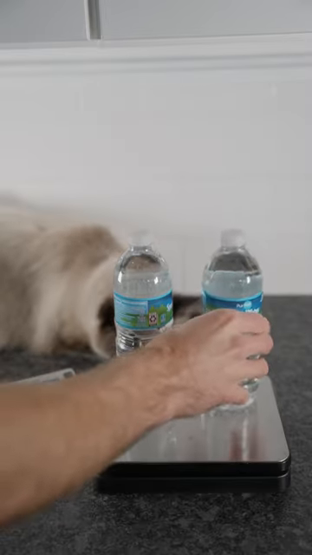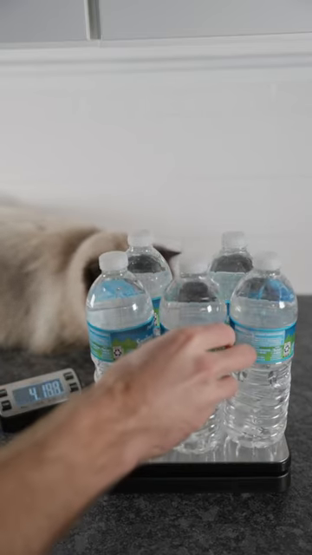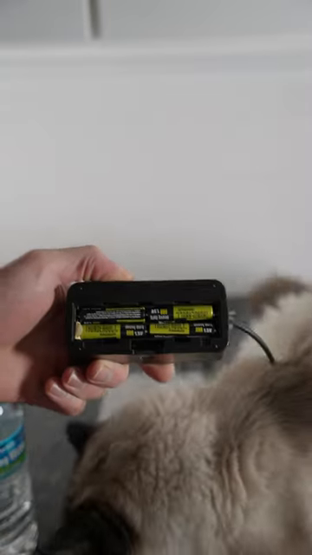But this scale can be calibrated. That feature typically isn't available on scales at this price, and it's easy to do using any amount of weight you want. And now the scale is accurate again, and it's within a tenth of an ounce. It goes from 0 to 110 pounds.